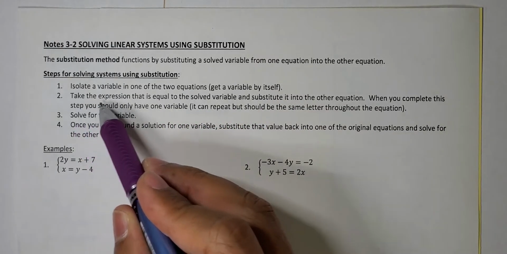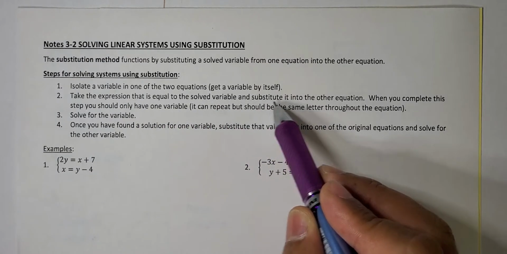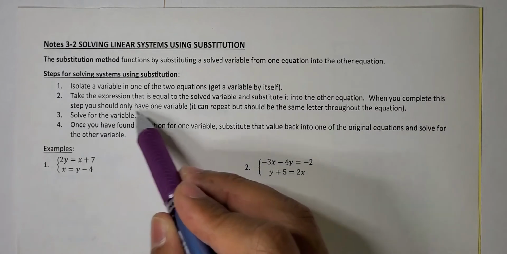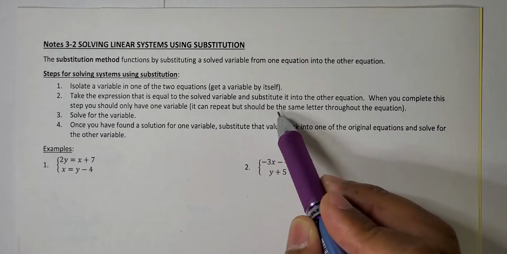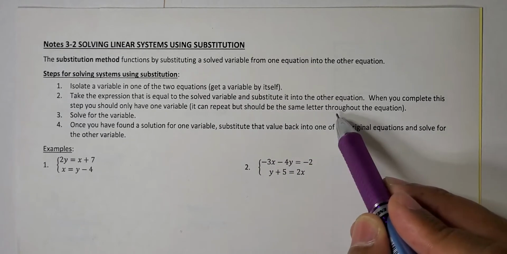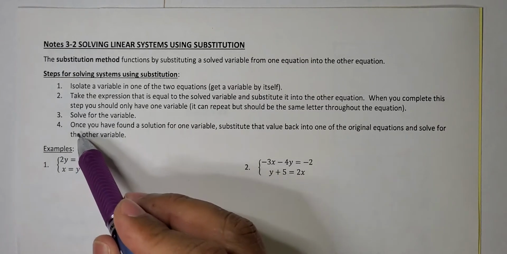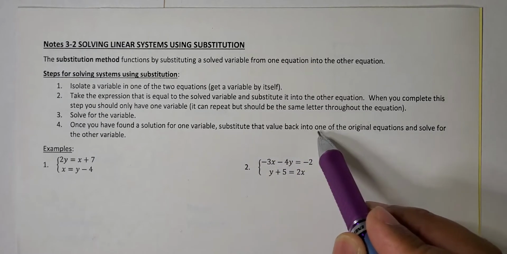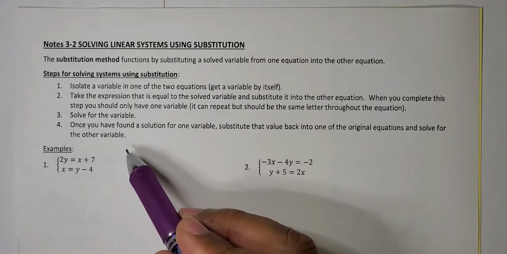Step 2, take the expression that is equal to the solved variable and substitute it into the other equation. When you complete this step, you should only have one variable. Now it can repeat, but it should be the same variable or letter throughout the equation. Then step 3 is you solve for the variable, and 4, once you have found a solution for one variable, substitute that value back into one of the original equations and solve for the other variable.